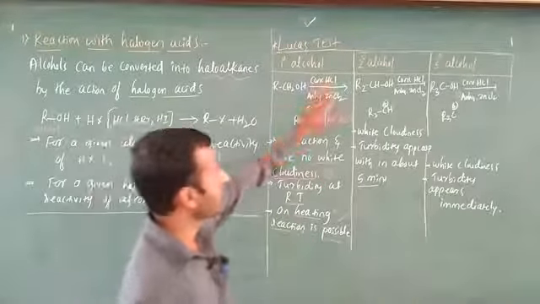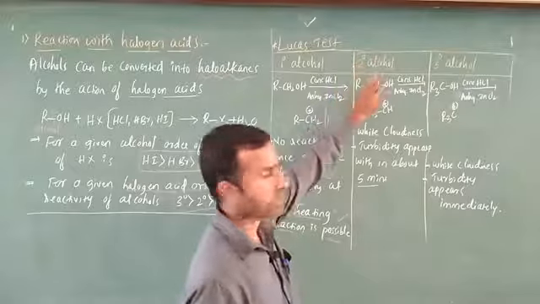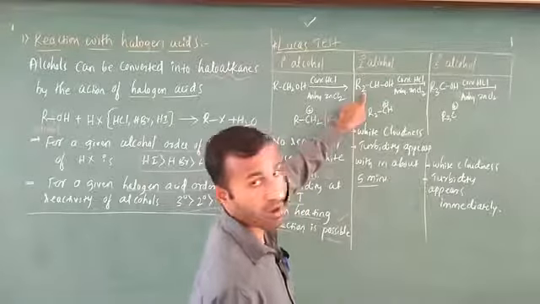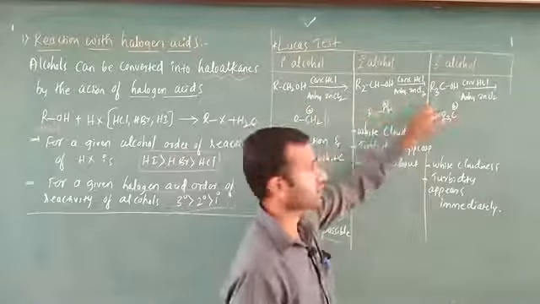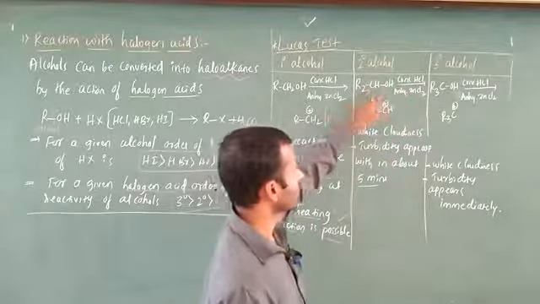This is the first one. The second one is what? In this case, most important, secondary alcohol. In this case only 1 R, in this case 2 R, in this case 3 R. Important. Everything: R2CH, next one is OH.